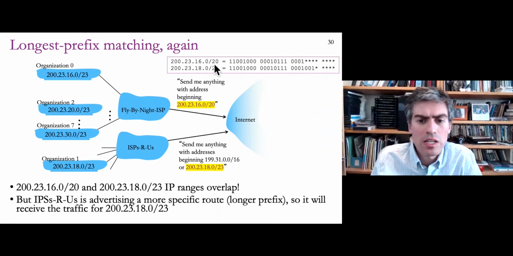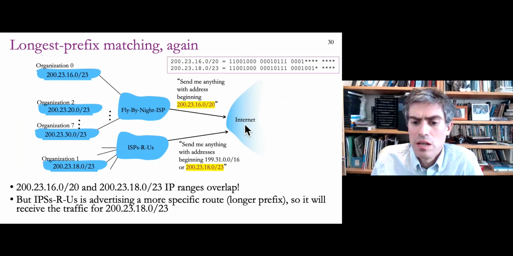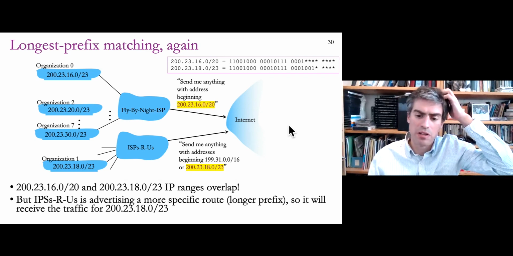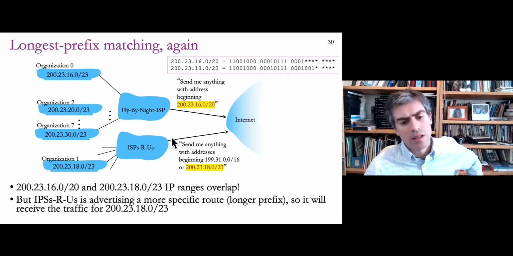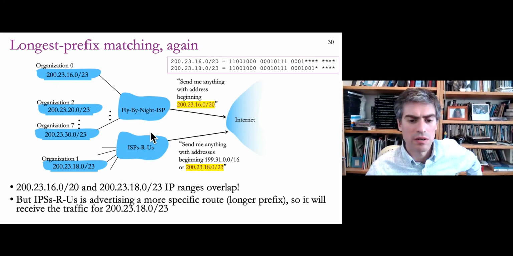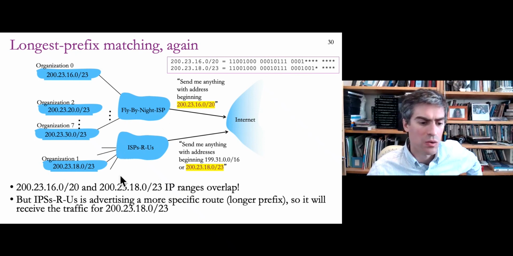And longest prefix matching is also used in deciding the rules of the internet with BGP, which we'll talk about later. It's not super important right now, to be honest, but if we have two different ISPs, let's say two different routers that have ways of reaching this organization down here, organization 1, this IP address range is actually contained in both.